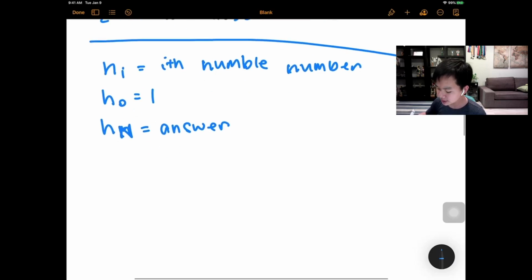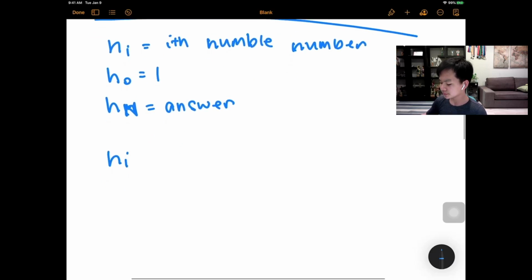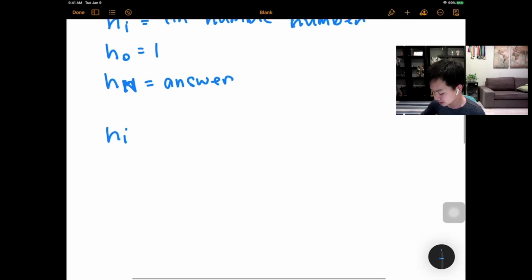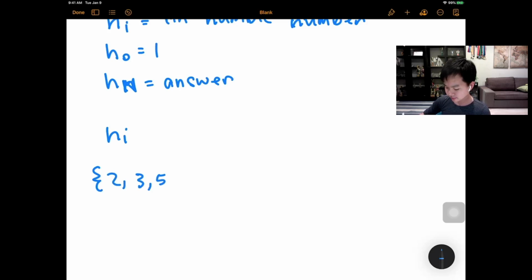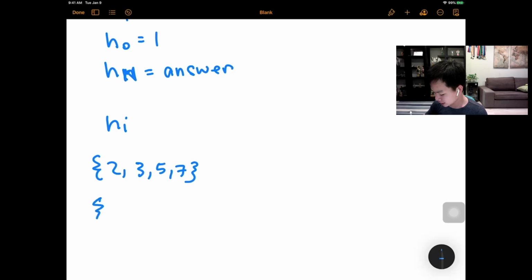Now how do we calculate h of i? For this example, we have a set of prime numbers as 2, 3, 5, and 7. Originally, h of 0 is equal to 1. Now we're going to calculate h of 1. We loop through all the primes, and for each prime we see which humble number can work for them.